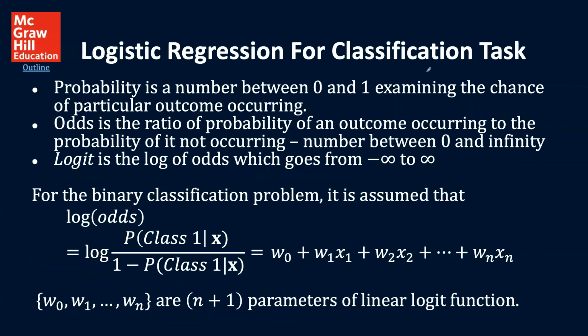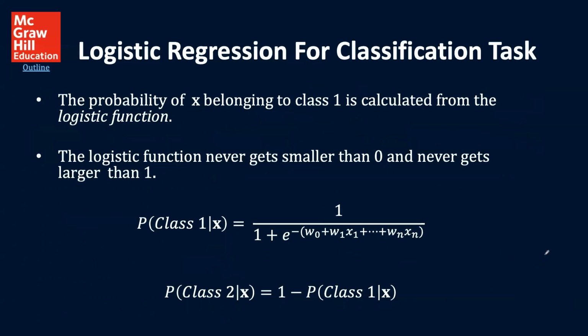For logistic regression for classification, the probability is a number between 0 and 1, examining the chance of a particular outcome occurring. Odds is the ratio of the probability of an outcome occurring to the probability of it not occurring, a number going from 0 to infinity. And logit is the log of odds going from minus infinity to plus infinity. For the binary classification problem, it is assumed here that the log odds is given by this equation. So the probability of X belonging to class one is calculated from the logistic function, and the logistic function never gets smaller than 0 and never gets larger than 1. And so we have those equations that are listed there.